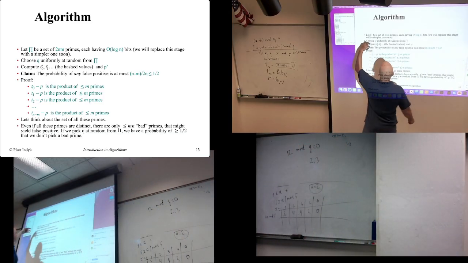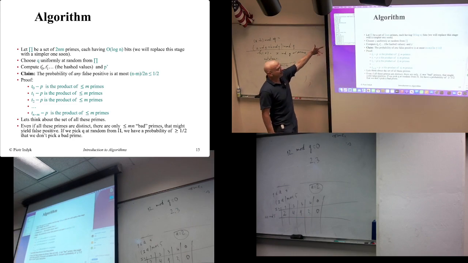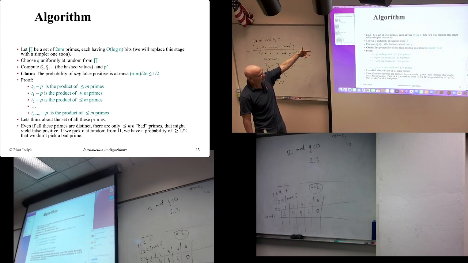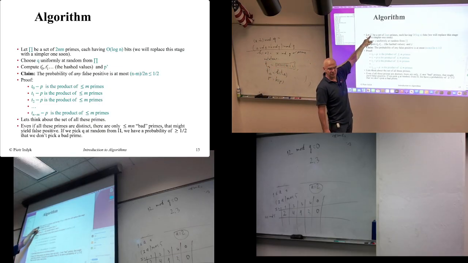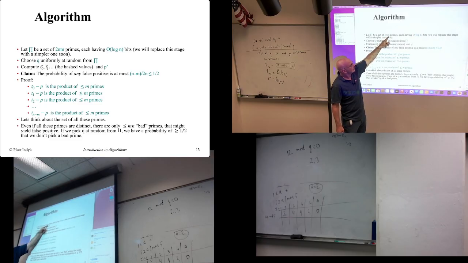So I'll describe the algorithm as if I'm really performing all these operations. We will actually replace the first part with a much simpler part. So as our next attempt, let's generate a set that, to be consistent with the book, I'll denote with a capital P. This set contains a lot of primes, 2 times n times m many primes.